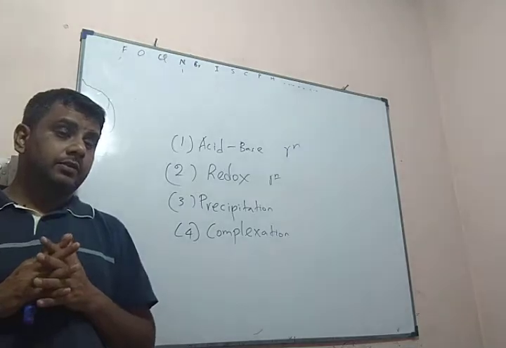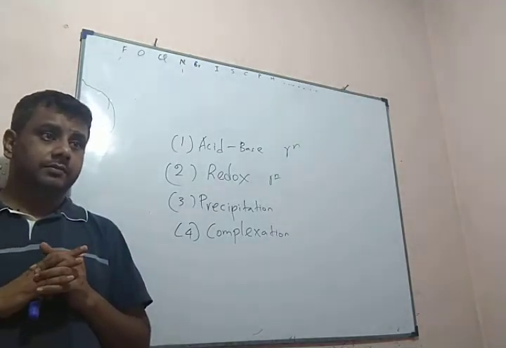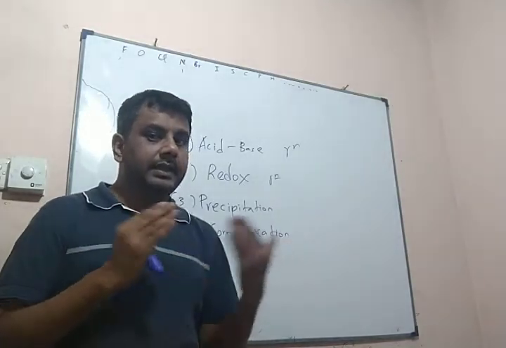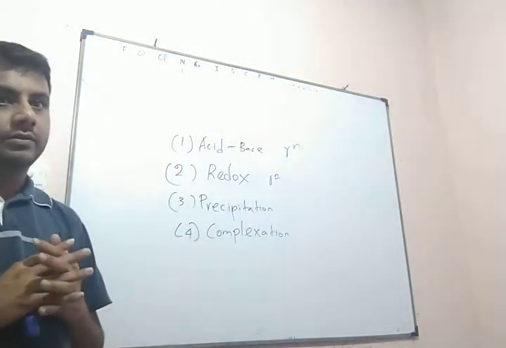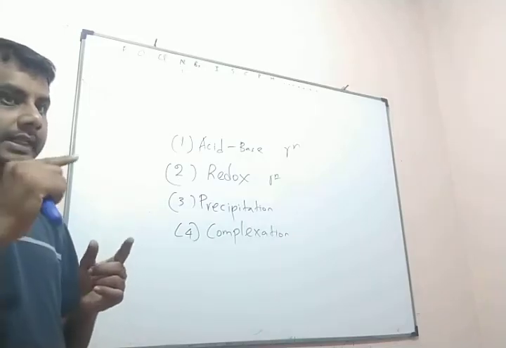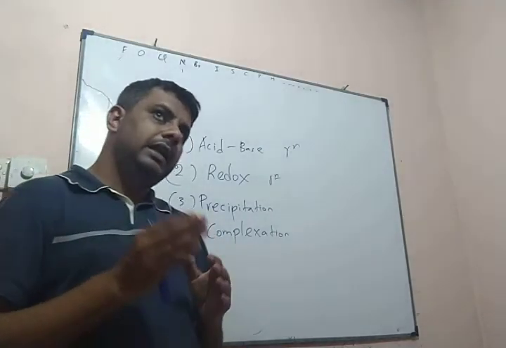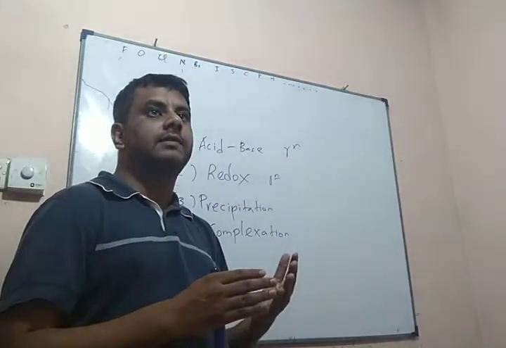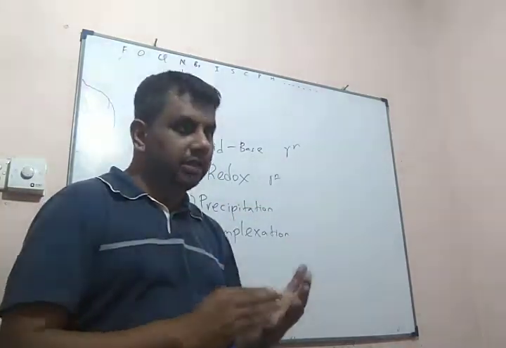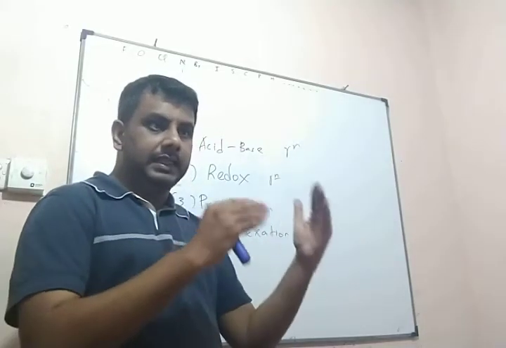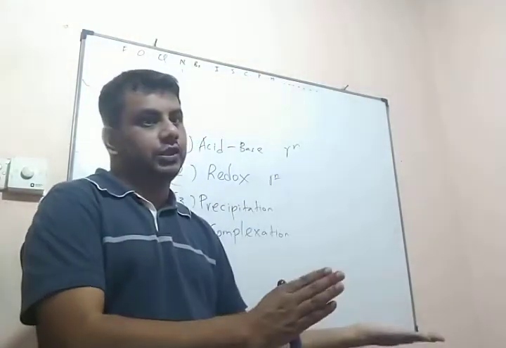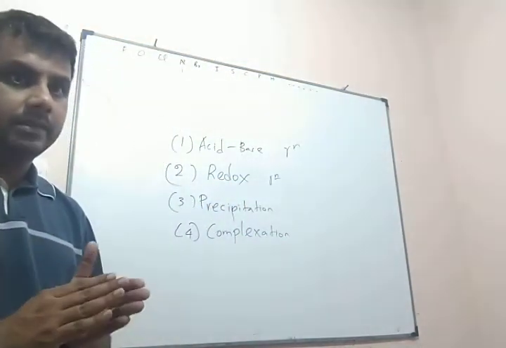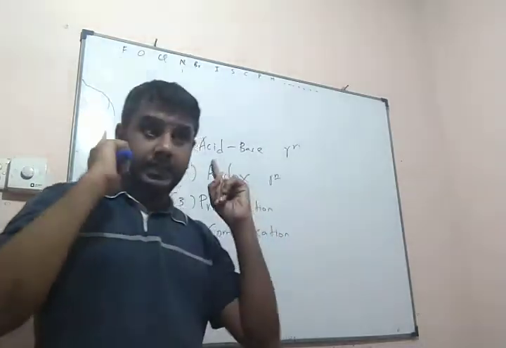What's oxidation? Oxidation means loss of electron, and reduction means gain of electron. You can easily keep it in mind that oxidation is the increase in the oxidation number, and reduction means decrease in the oxidation state. It's very easy to remember.